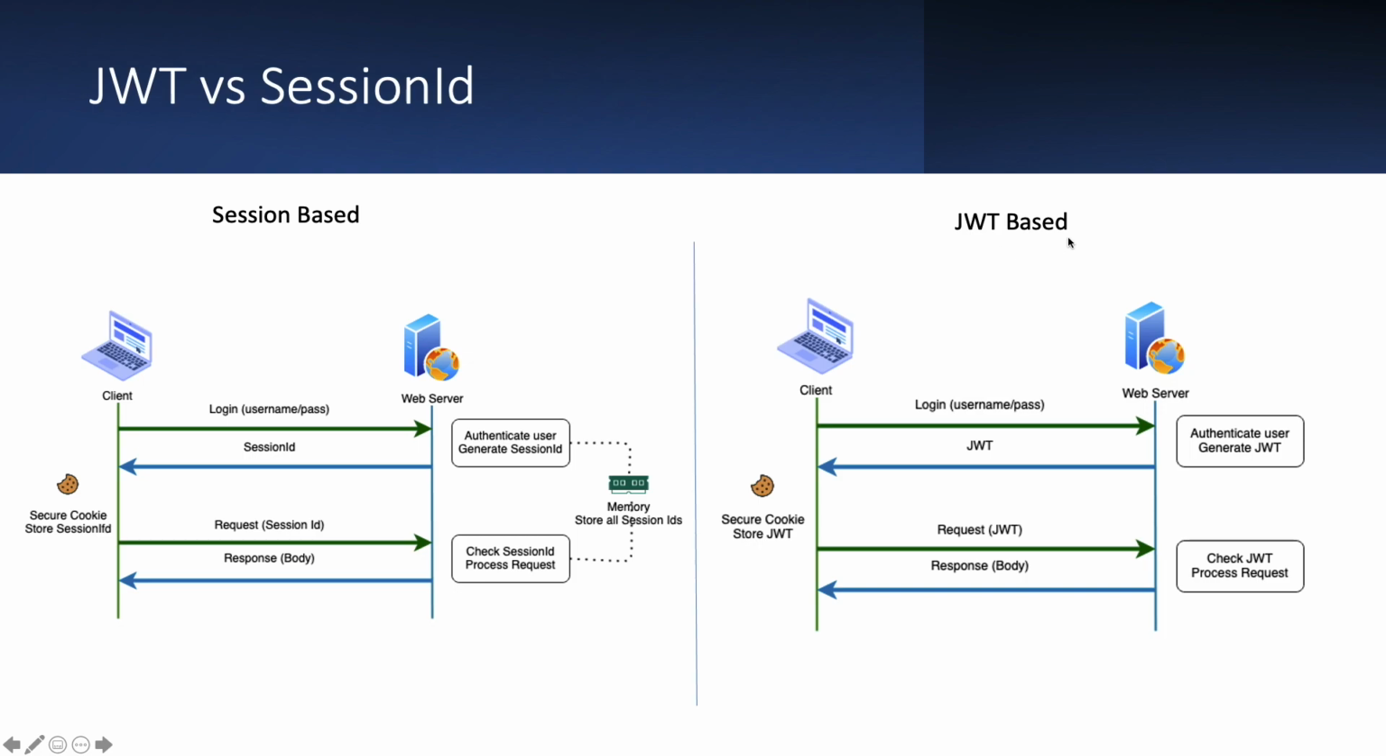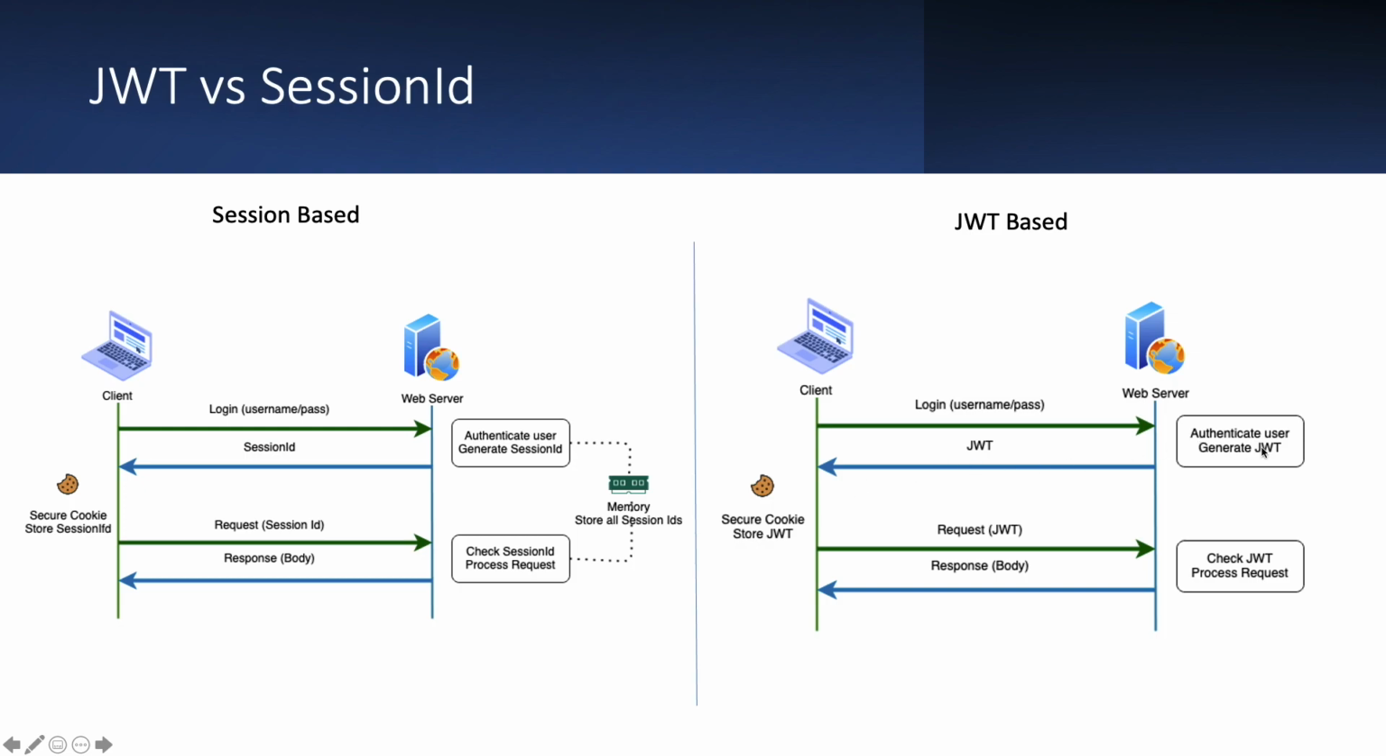But when it comes to a JWT approach, it's a bit different. So the client first sends to the web server the username and password, and then the server is going to be verifying that username and password. Once the credentials are verified, the server is gonna be generating a JWT token. So the first difference we can see here is that this JWT token is not saved anywhere. It's just generated and it's sent back to the client.